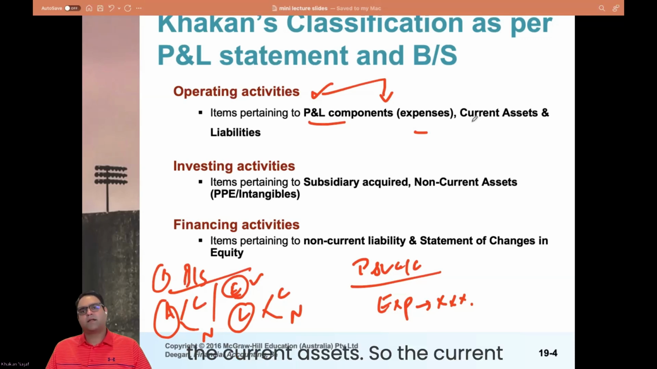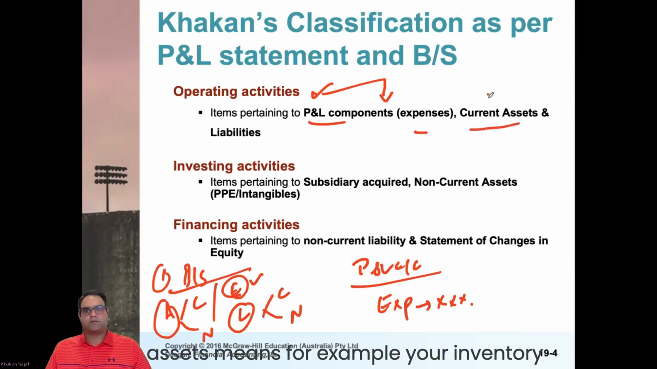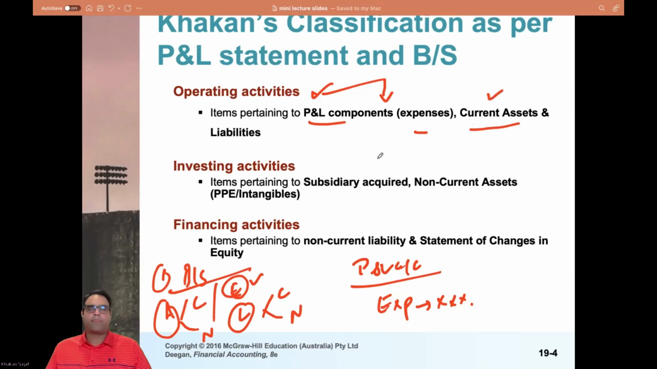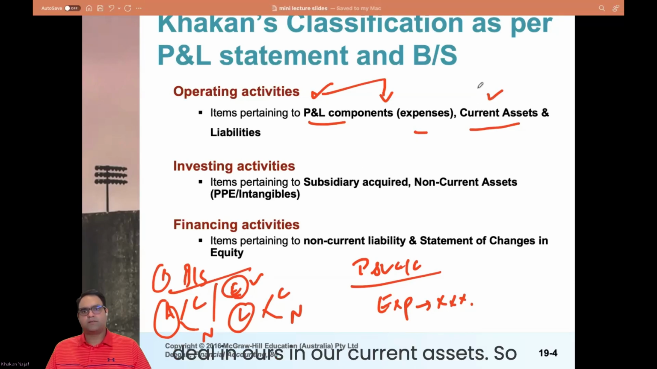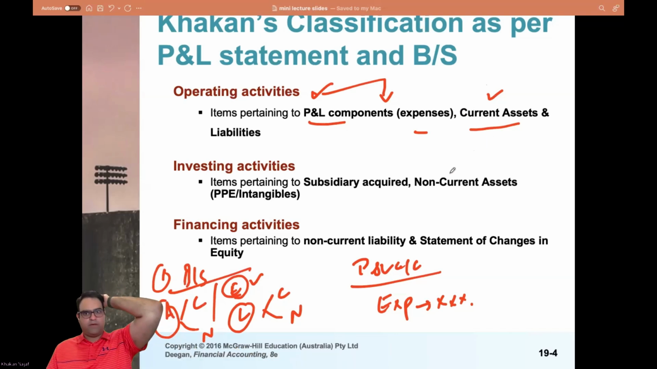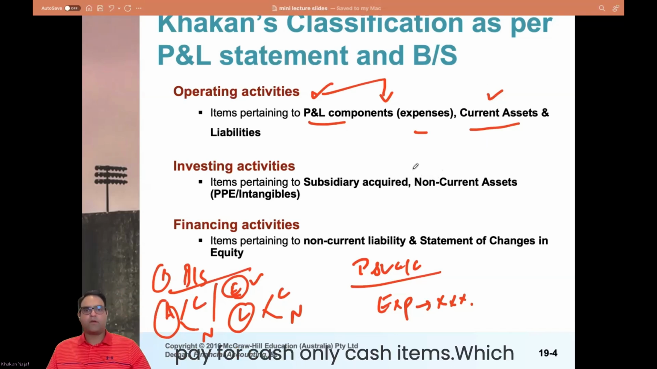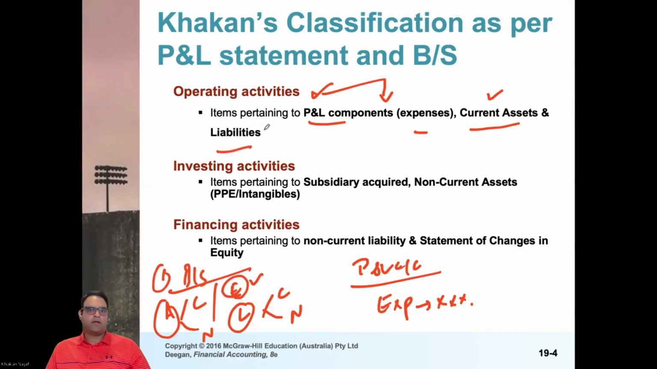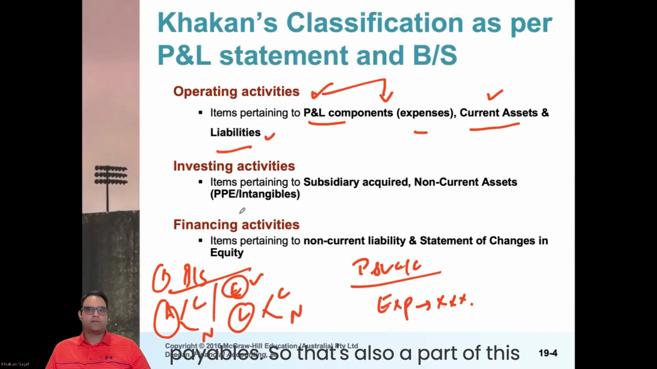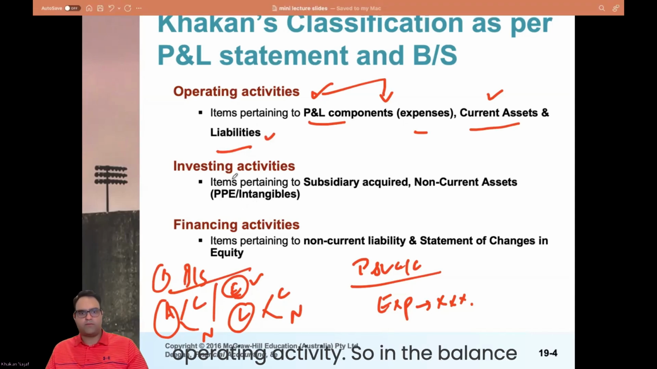Second is the current assets. Current assets means, for example, your inventory or your receivables, which are called debtors. So these are dealt with in our current assets. Any cash you gain or pay, only cash items, which are in the current assets, will be a part of operating activities. And in current liabilities, we have the adjustment for payables. So that's also a part of this operating activity.